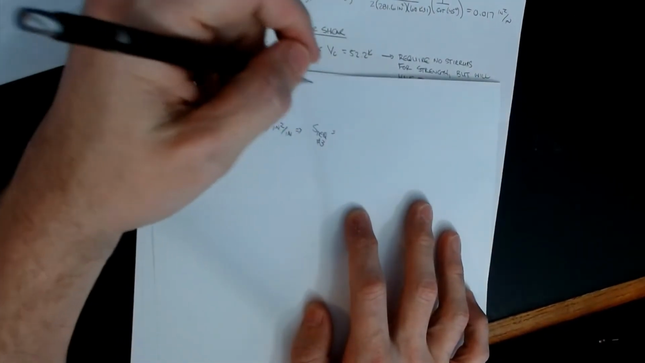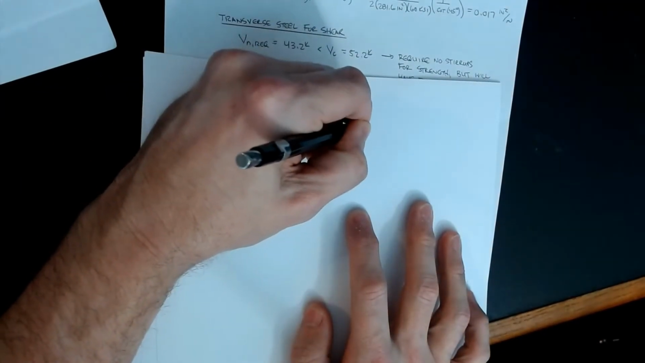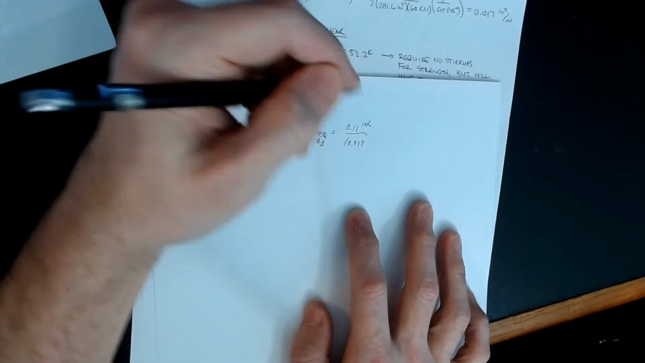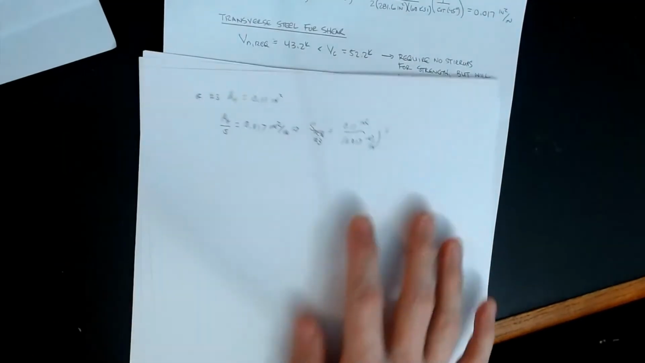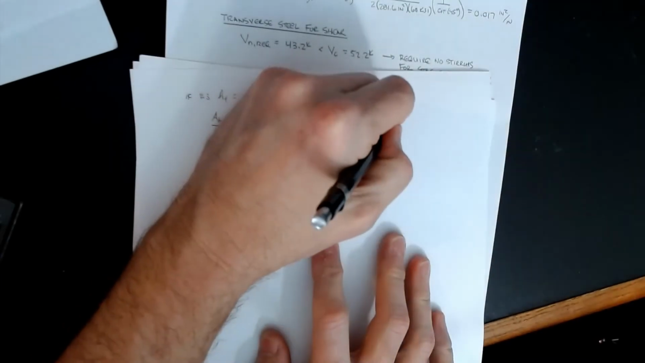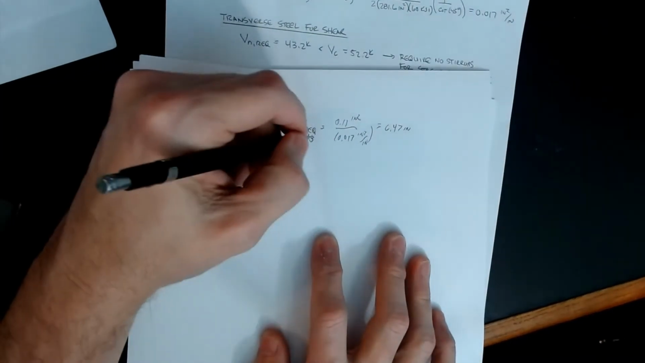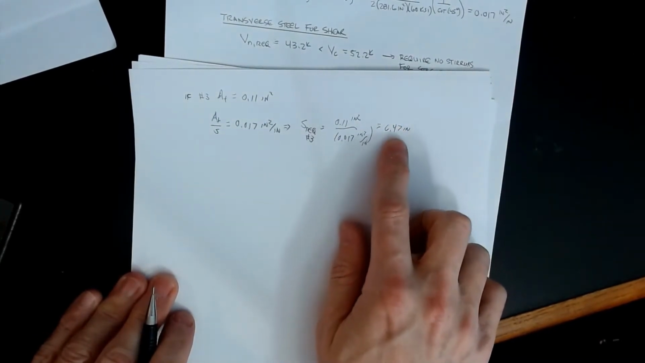So I can now say that my At value is going to be 0.11 inches squared all over 0.017 inches squared per inch. The spacing required on that, if I divide 0.11 by 0.017, would be 6.47 inches. Okay, that is the required spacing on this. So that would be a maximum value for strength.